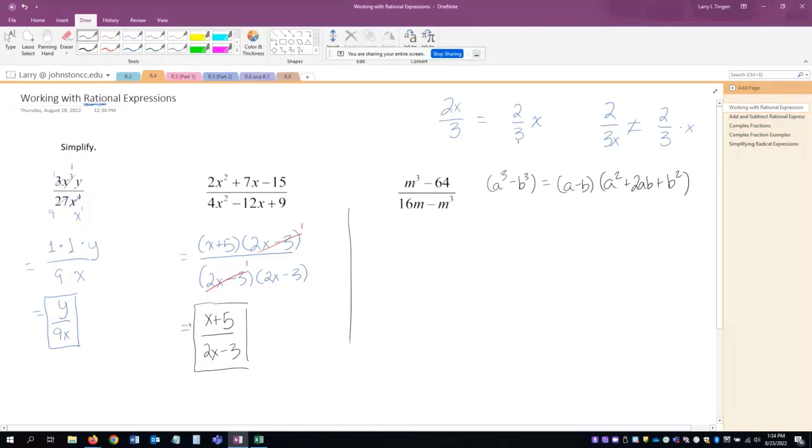M cubed is just m times m times m. 64, that's probably the tougher one. The cube root of 64 is 4, right? So that means m cubed minus 64 is going to break down into m minus 4 times m squared plus 2 times m times 4 plus 4 squared. So everywhere there's an A, I'm putting an m. Everywhere there's a B, I'm putting a 4. That cleans a little bit. M squared plus 8m plus 16.